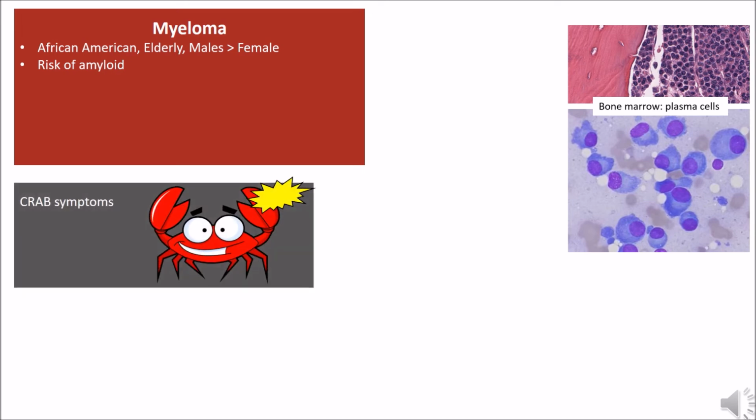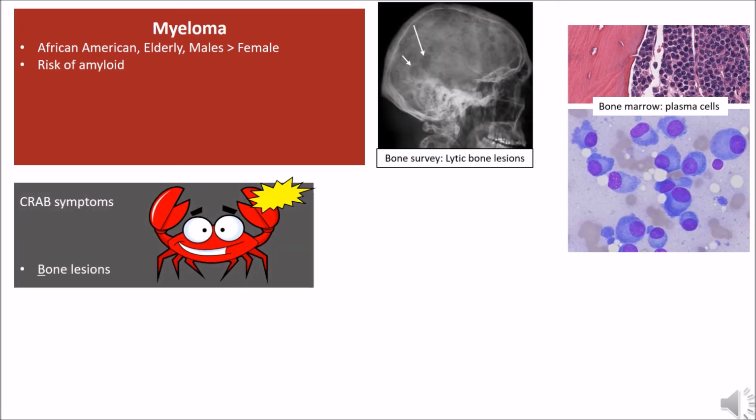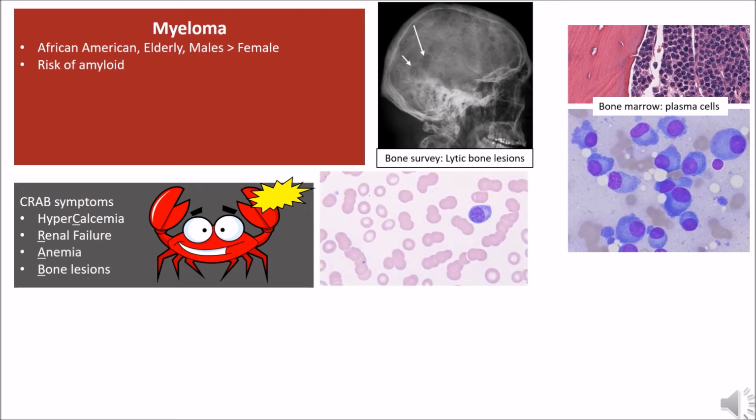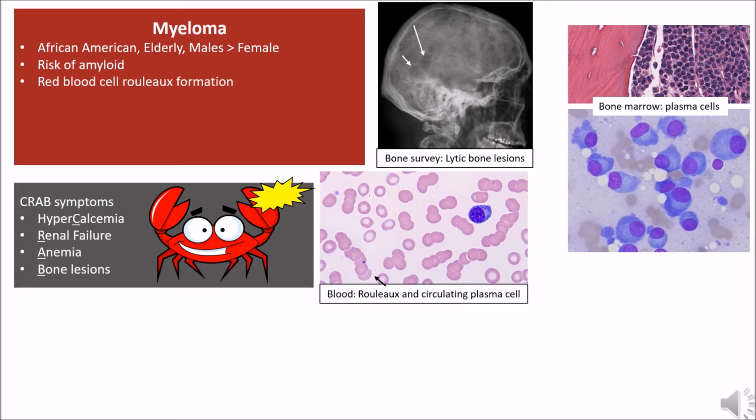Myeloma is multifactorial and causes lytic bone lesions and predisposes to fractures. Osteoclast activation leads to hypercalcemia. The secreted immunoglobulin proteins cause renal casts and kidney failure. Marrow replacement and renal failure lead to anemia. Peripheral blood smears may show long chains of stacked red blood cells, termed rouleau formation, and sometimes circulating plasma cells, pictured here.